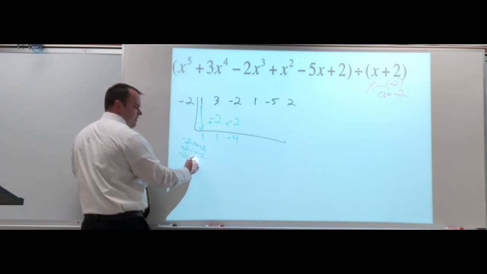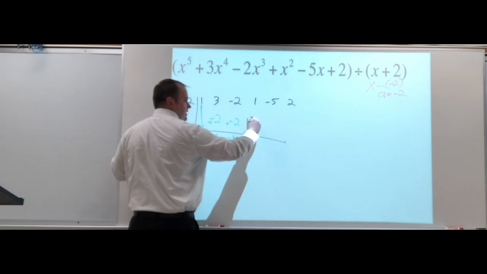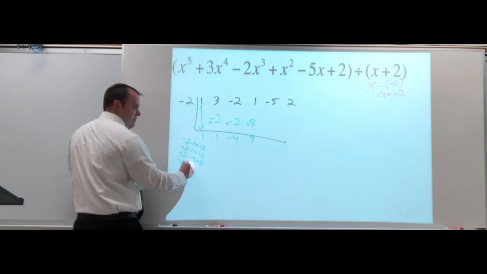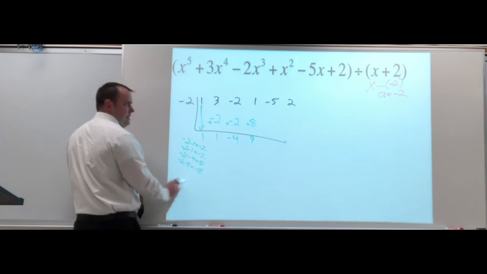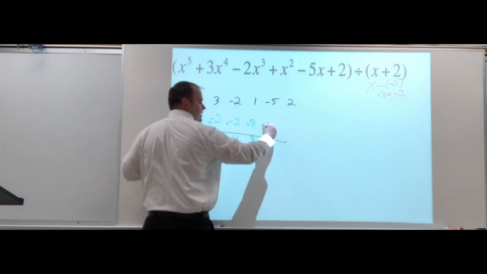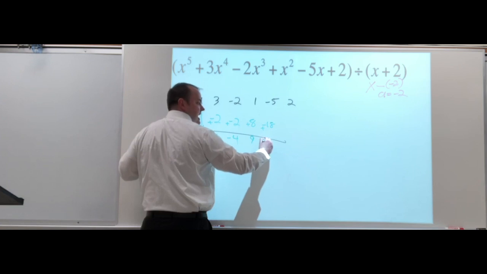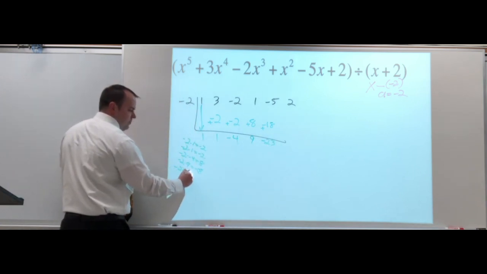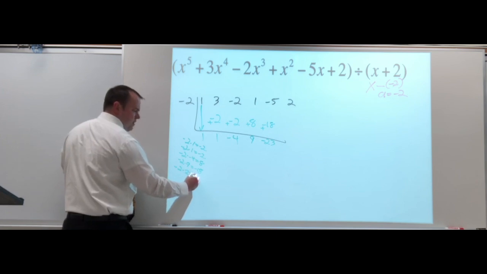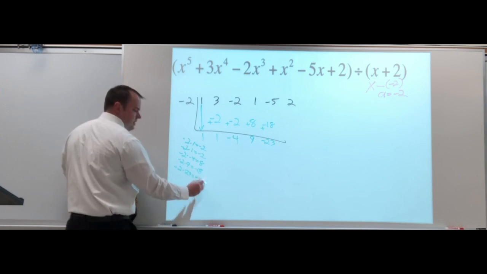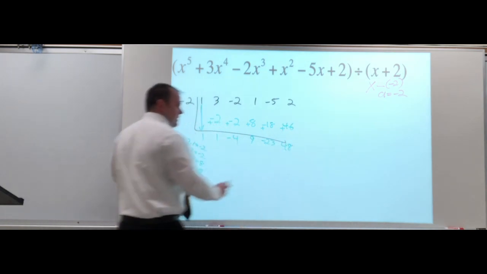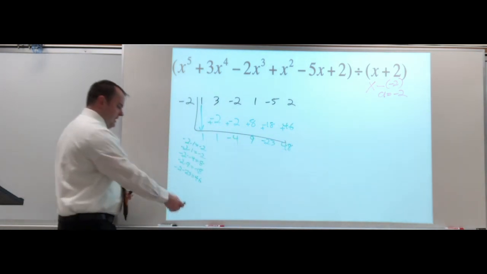Negative 2 times negative 4 gives me 8. Add gives me a 9. Negative 2 times 9 is negative 18. Put that down here. Negative 18 plus gives me negative 23. Negative 2 times negative 23 gives me 46. Add gives me 48. And just like before, I'll start at the end.